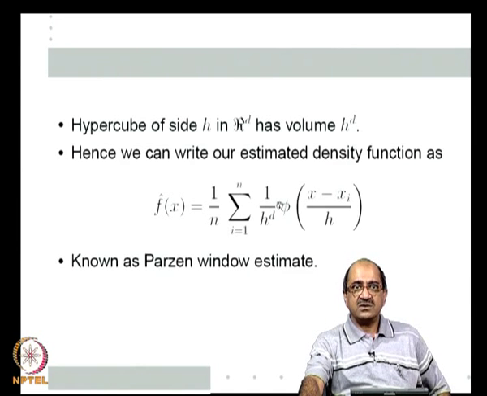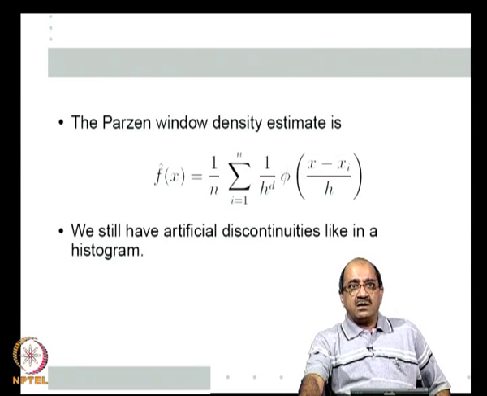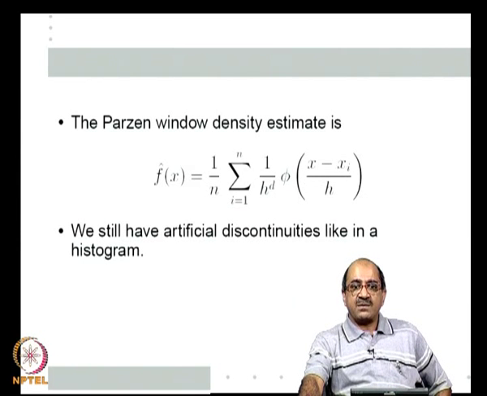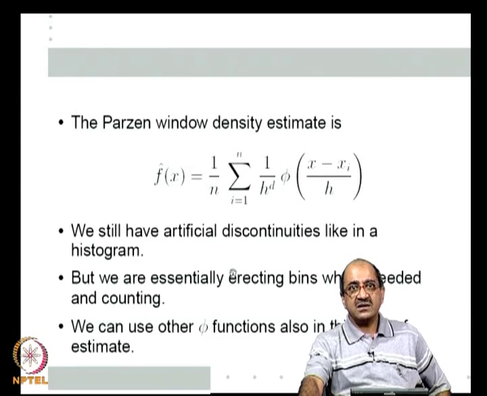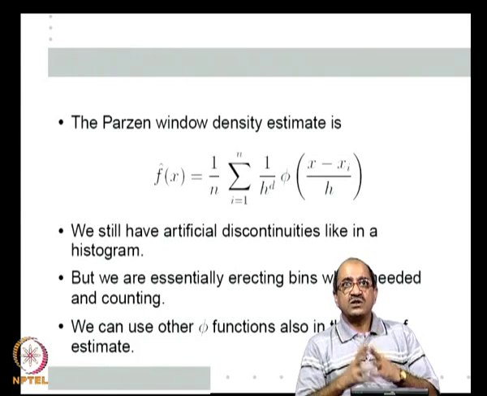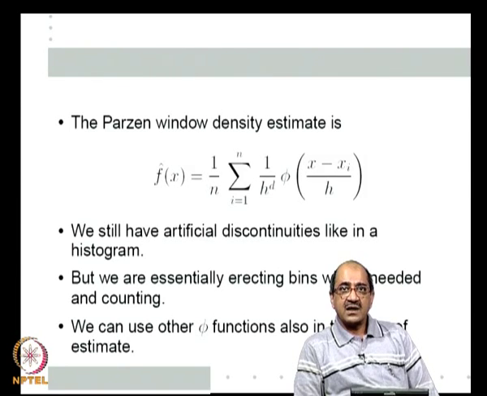There are other phis. Because it is a hypercube, there are some artificial discontinuities as in a histogram. We can use other phis. So, what we will do next class is start from this Parzen window estimate and look at what other phis we can use, what phi should satisfy. The particular hypercube we gave is certainly one choice, there can be other choices. Then we ask how good is such an estimate, does it at least asymptotically converge, and that will complete our kernel density estimates. Thank you.